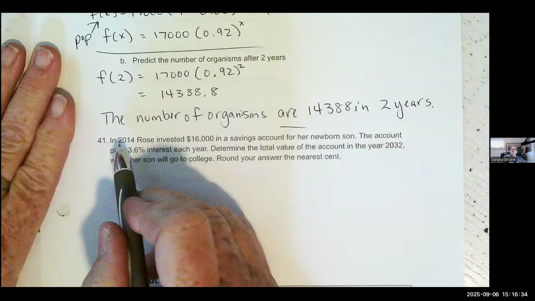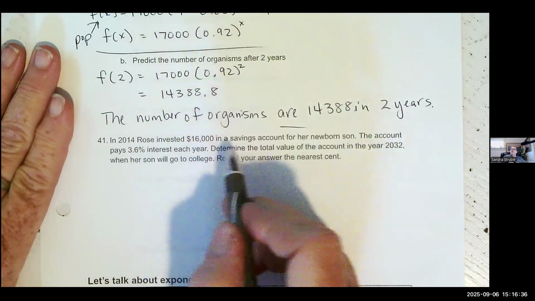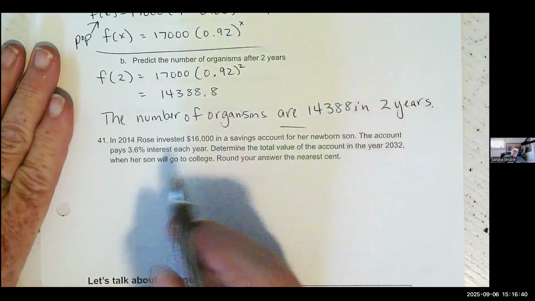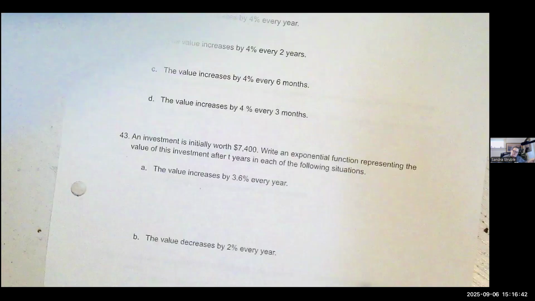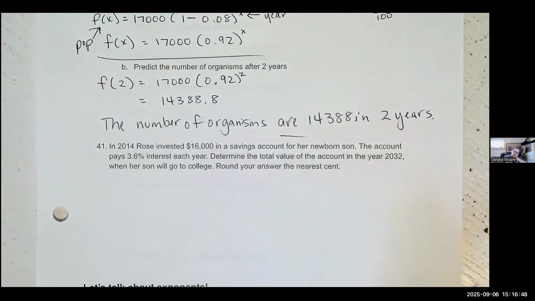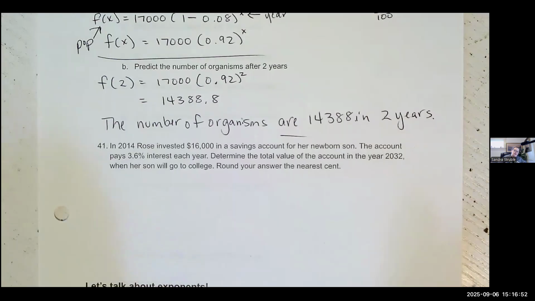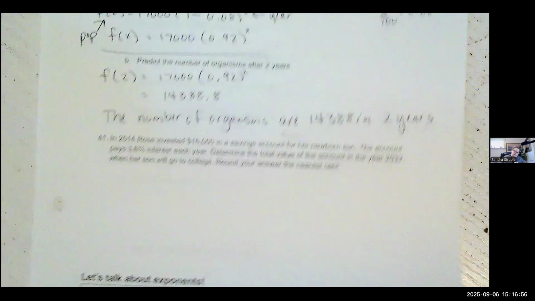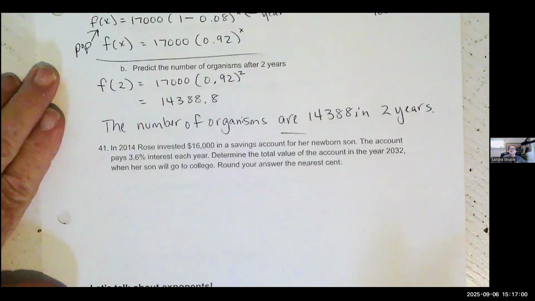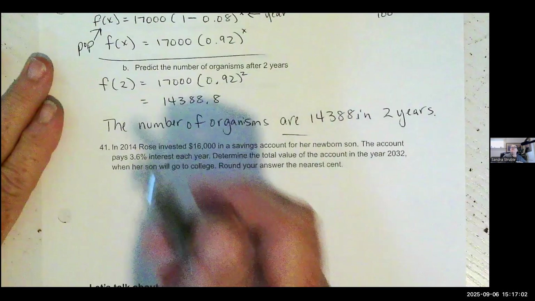In 2014, Rose invested $16,000 in a savings account for her newborn son. The account pays 3.6% interest each year. Determine the total value of the account in the year 2032 when her son will go to college. All right, and then round your answer to the nearest cent. This will be the last one I do for this video, and we'll do something different.